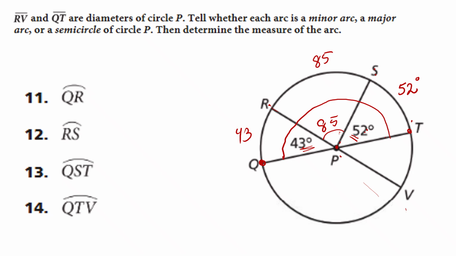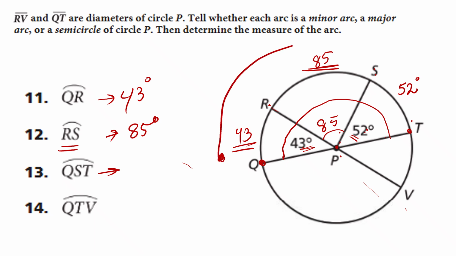Now let's try to find out what is the arc QR. So arc QR is 43 degrees. We found already. Okay. RS. What is the RS? We already found, that is the 85 degrees. Now what is QST? It is the major arc. Q, S and T. So we have to go till the Q, pass from the S and then reach to the T. This is the semicircle. So semicircle is always equal to 180 degrees.